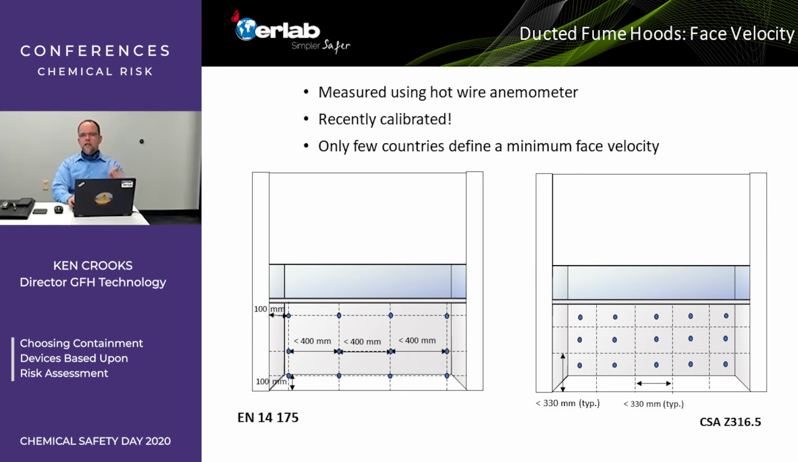Face velocity is easy to measure in the field, meaning in the installation. However, again, containment is what we're most concerned about. Face velocity is an indicator that everything is working properly and that you should be able to achieve acceptable containment as long as you maintain that proper airflow, that speed of air entering into that fume hood.